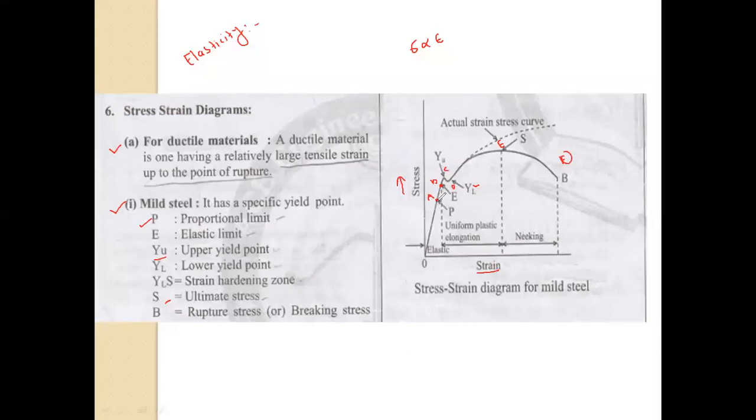Now, from the limit of proportionality to the origin, this part is called strain energy. Please remember, from the limit of proportionality to the origin, this part contains strain energy. So this is our stress strain curve for mild steel.